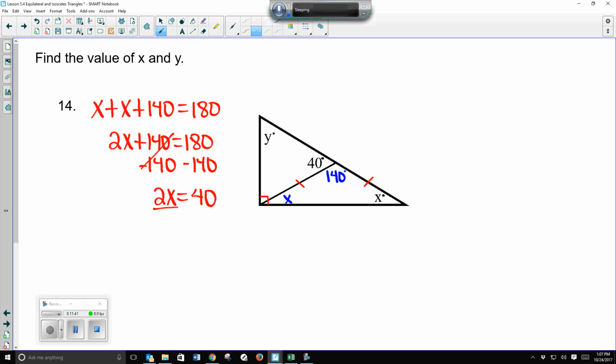Two x equals 40 divided by 2, and x equals 20 degrees. And let's see, does that work? 20 plus 20 is 40. 40 plus 140 is 180. The interior angles of this triangle equal 180.